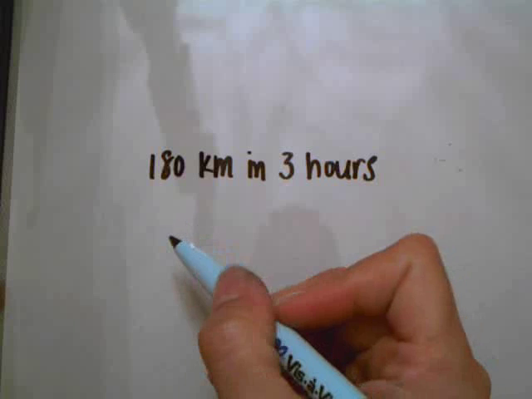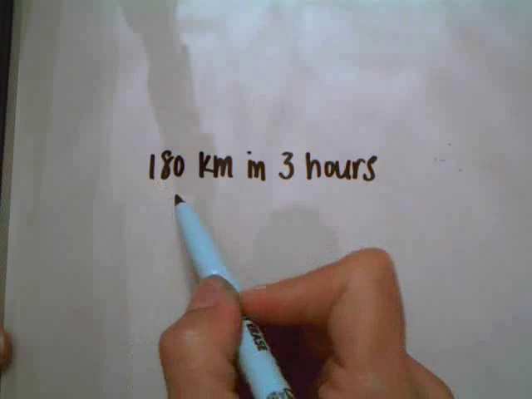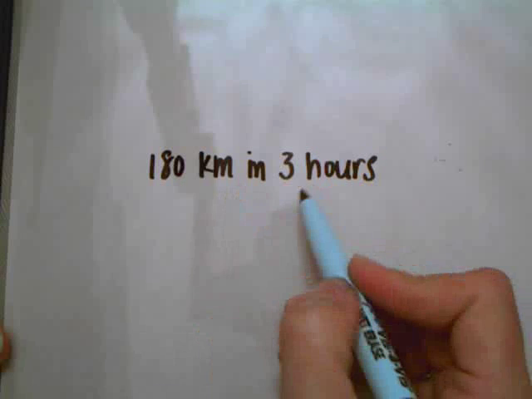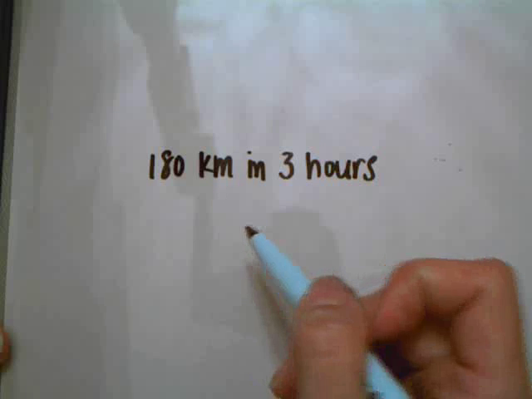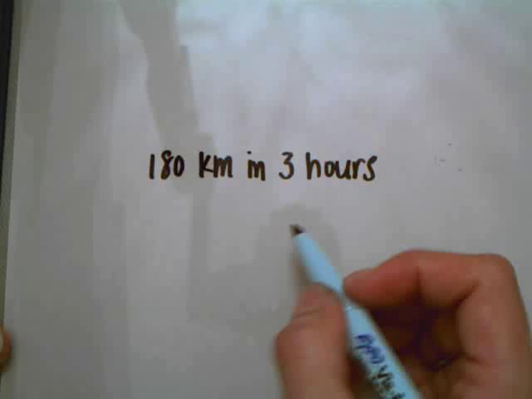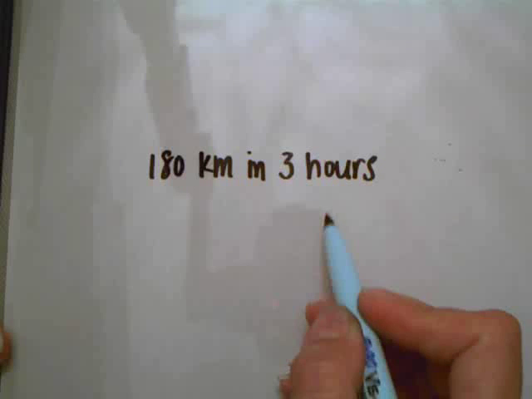Let's do another equation using a unit rate. So say for instance we're going to use the one from the unit rate video and say that we can drive 180 kilometers in 3 hours. So in order to get the unit rate, or the rate of proportionality, what I'm going to have to do is figure out how many kilometers I can get in 1 hour.